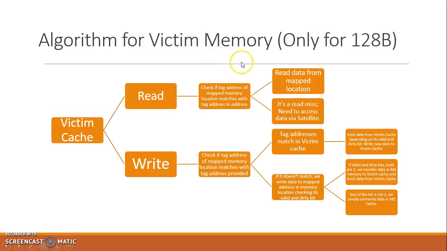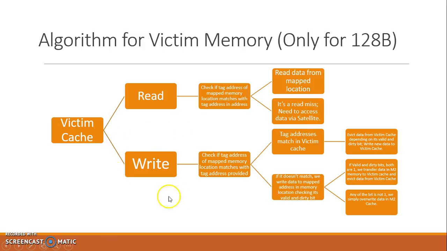This is the algorithm that we used for our victim memory. So we are using victim memory for 128 bytes of data. Now for the victim cache there can be a read operation or a write operation. Let's consider each of them individually. For the first, read, we check if the tag address of the map memory location matches the tag address. So there can be a hit or a miss. If it's a hit, we read the data directly from that map location. But what if there's a miss? Then we have no choice but to access the data from the satellite.